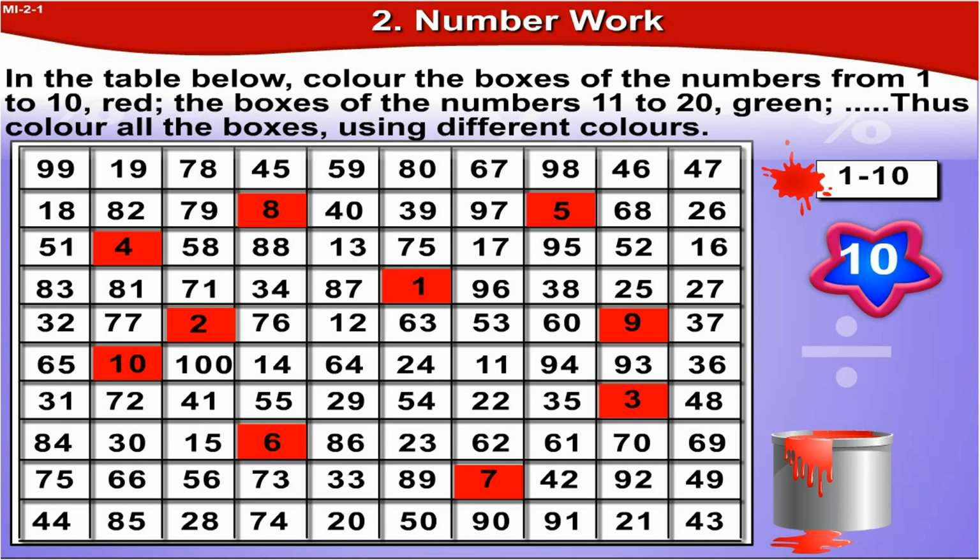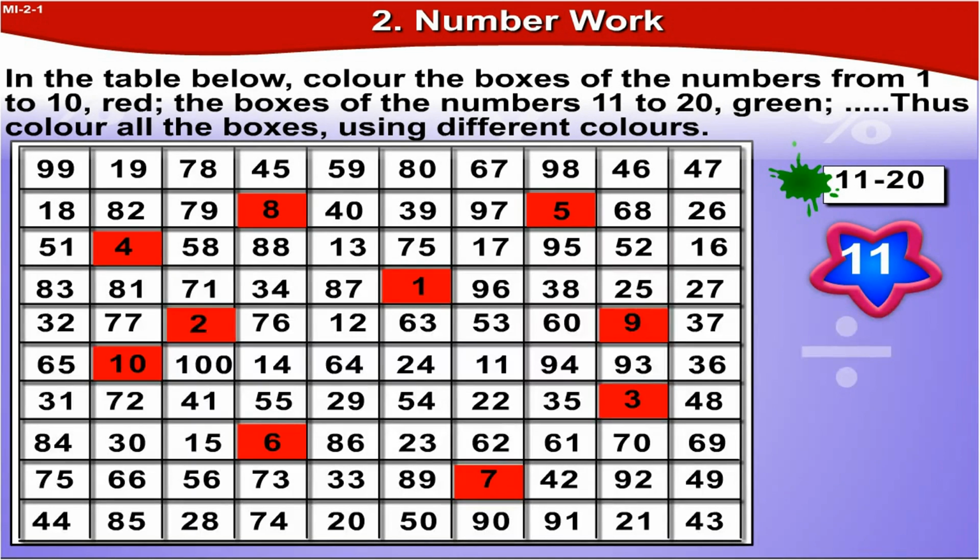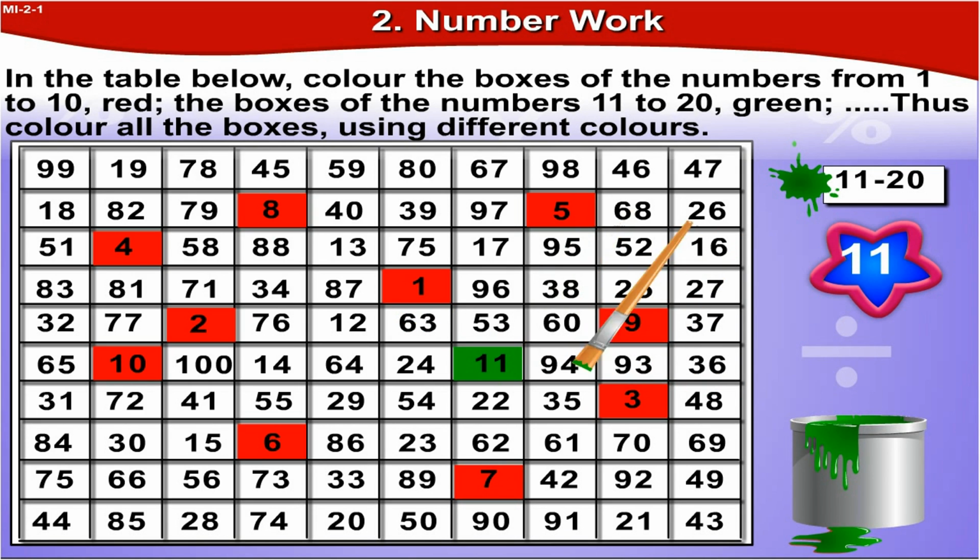Now let us find numbers from 11 to 20. First let us find 11. Let's color it green. Now let us look for number 12. Let us color it green. Where is number 13? Here is number 13. Let us color the box in green color. And where is number 14? Here it is. Let us color the box containing number 14 in green color.